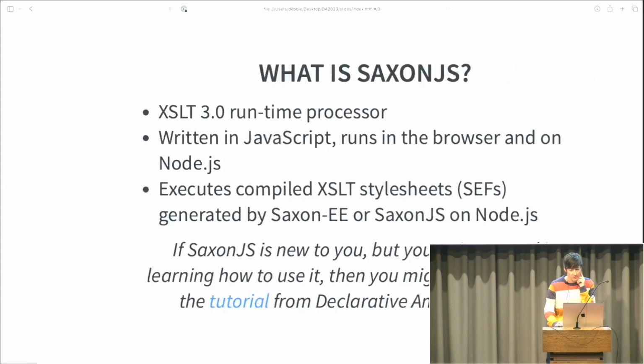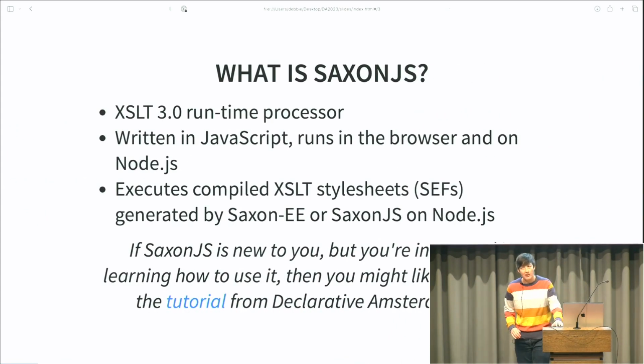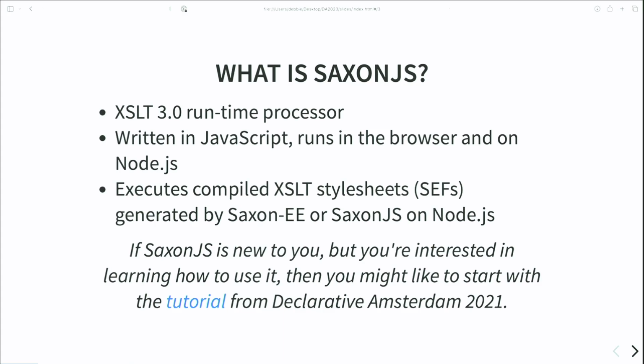Okay, so start off with the introduction. So hopefully most of you will have heard of SaxonJS at least already. You might well have seen me talk about it at a different conference, or even at this conference before. But then there might be some people that don't already know anything. So here's the brief intro. So SaxonJS is an XSLT 3.0 runtime processor that runs in JavaScript, so in the browser or on Node.js.